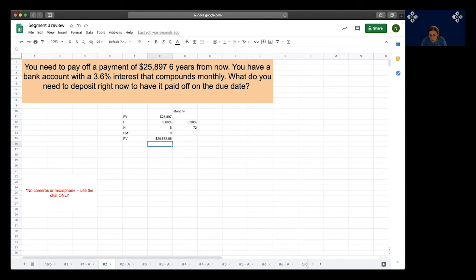Still seeing some confusion in the chat. Do you guys want to put in the chat where you kind of went wrong on this? Okay, yeah. So it's negative because it's like a payment. You're going to put in the money, so it's negative.